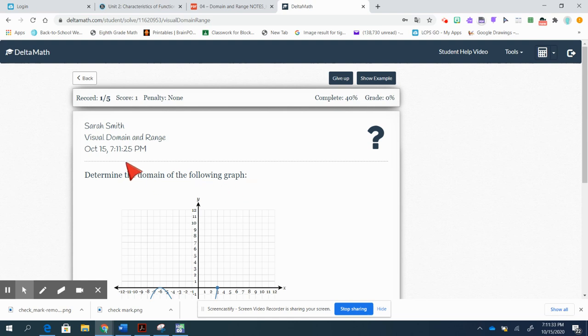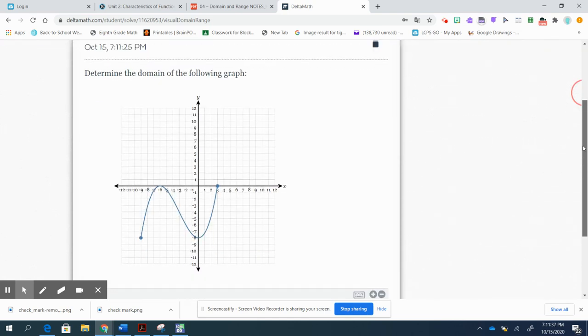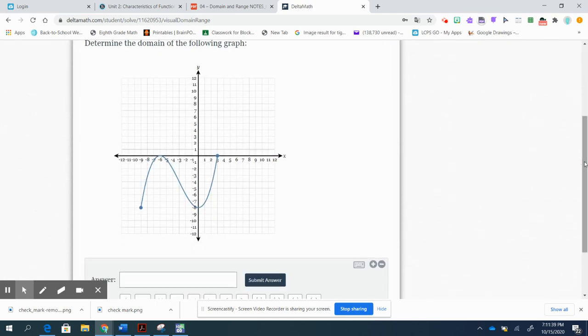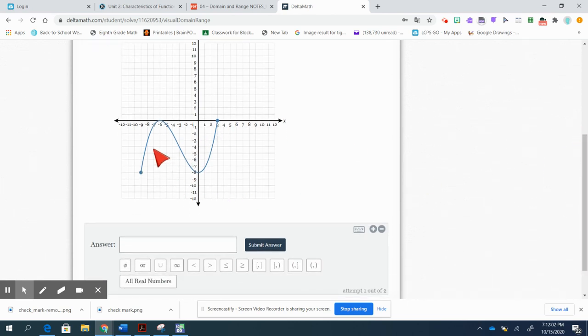And we remember that domain is our x values. So for domain, we go from left to right. If we come over here on the left, the first x value we get to is -9. And then we go all the way as far as we can go, and we get to +3, with closed circles, so it includes those. So here's our -9.